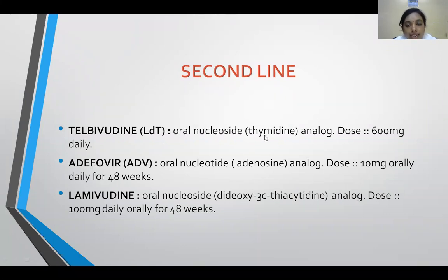Telbivudine is an oral nucleoside thymidine analog, 600 milligrams daily. Adefovir is an oral nucleotide, an adenosine analog, 10 milligrams orally daily for 48 weeks. Lamivudine is an oral nucleoside dideoxy 3-thia cytidine analog; the dose is 100 milligrams orally daily for 48 weeks.